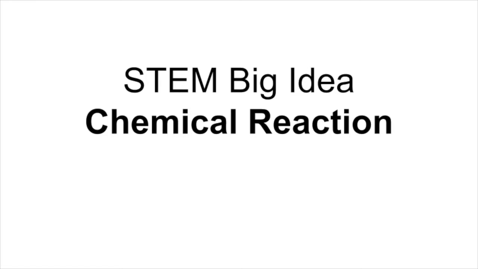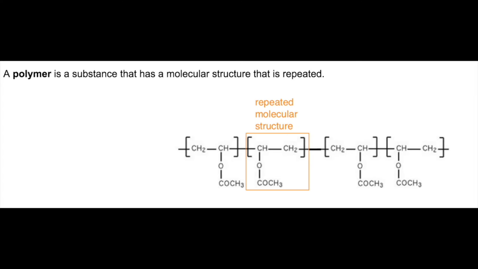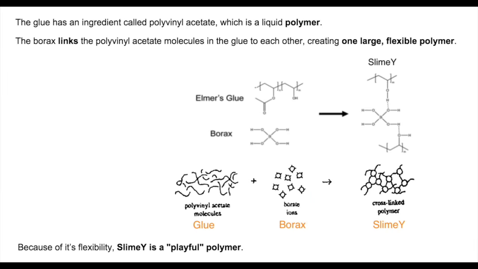Here are a few quick notes to help you support learners throughout this activity. First, let's start with the idea of a polymer. A polymer is a substance that has a molecular structure that is repeated, as you can see here in this image. Glue contains an ingredient, which is a liquid polymer. That is, it has a repeated molecular structure.